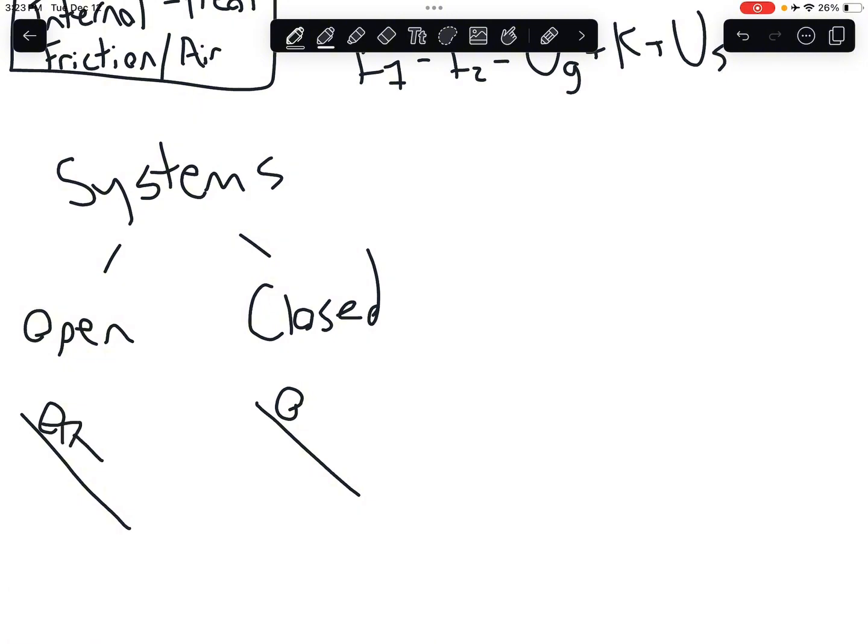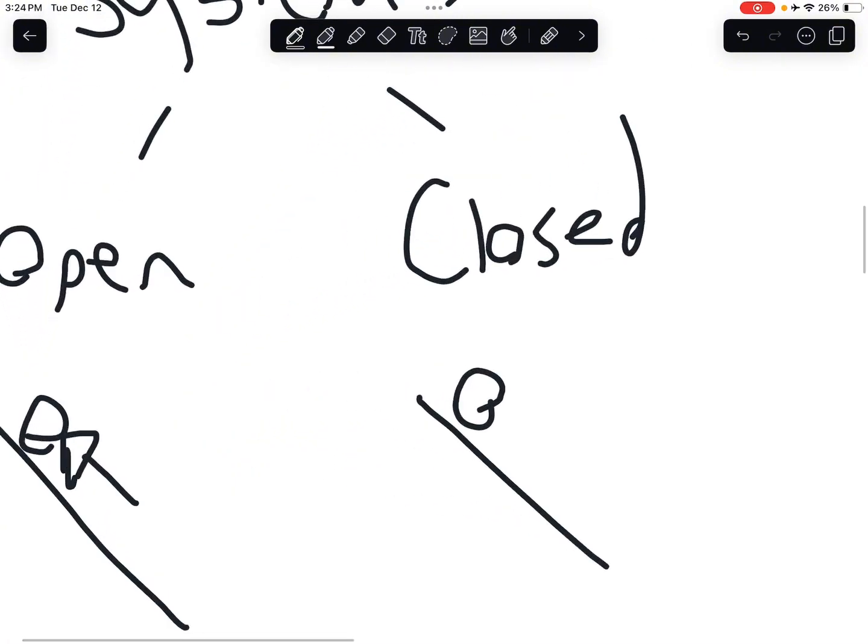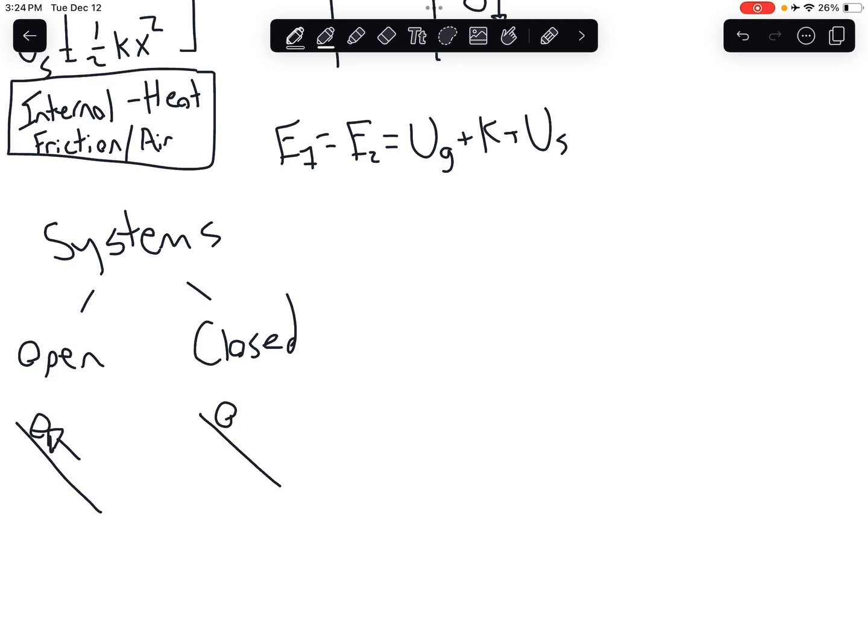And the reason why this is an open system is because there's energy from outside the system acting upon it, and that's why there's a change of energy within the system, right? Because we know energy cannot be created or destroyed, so if it's added to a system, it comes from outside the system. It's not being created.